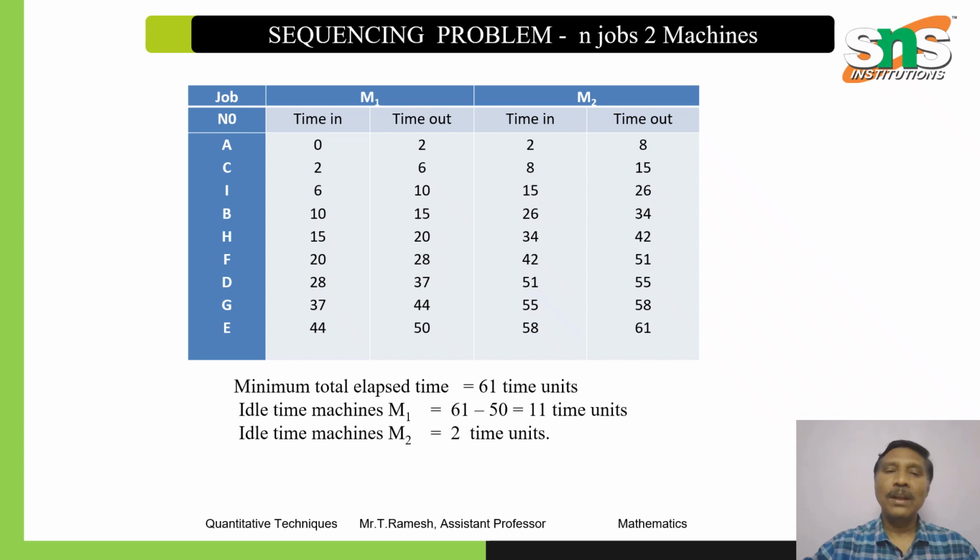Now we find the total elapsed time. So we start the work at 0 hours and finish all the work at 61 hours. Therefore, the total elapsed time is 61 time units.